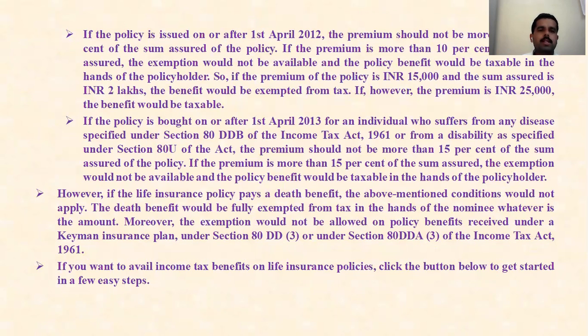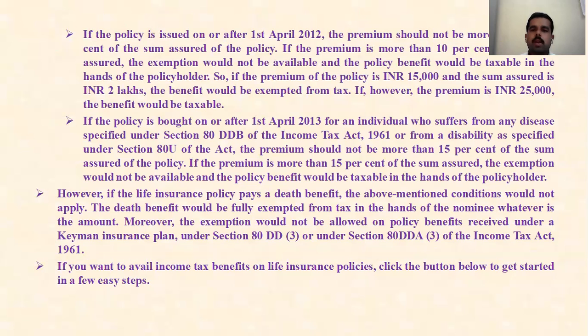If the policy is issued on or after 1st April 2002, the premium should not be more than 10% of the sum assured of the policy. You observe this one. This comes under the policy here. If the premium is more than 10% of the sum assured, the exemption would not be availed and the policy benefit would be taxable in the hands of the policy holder.